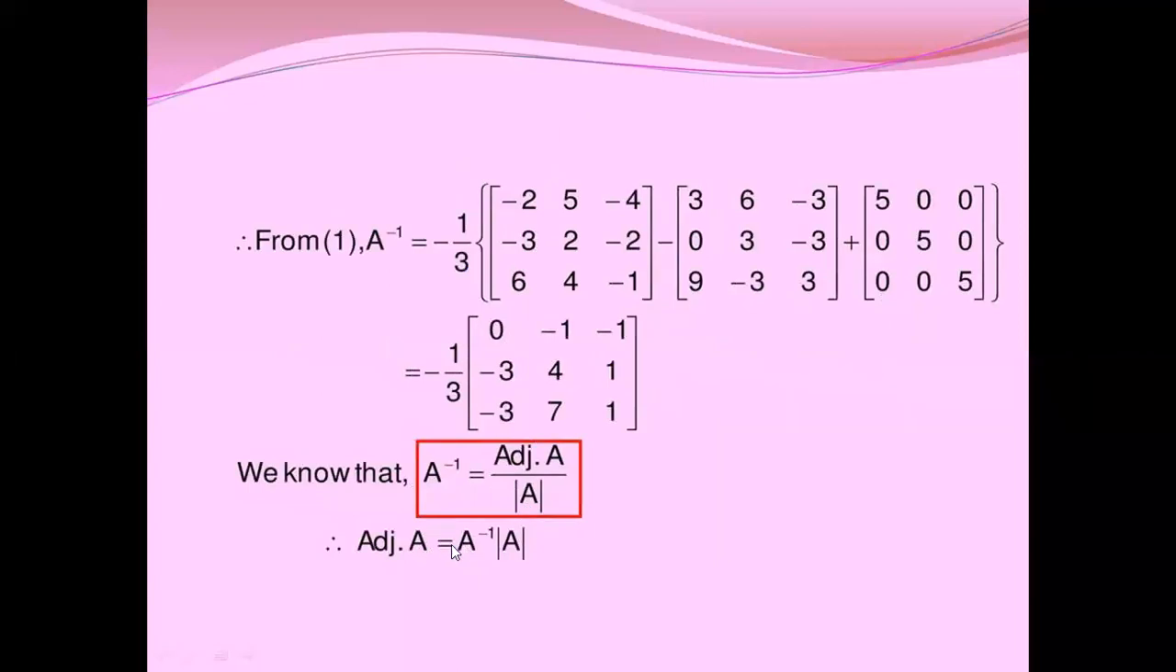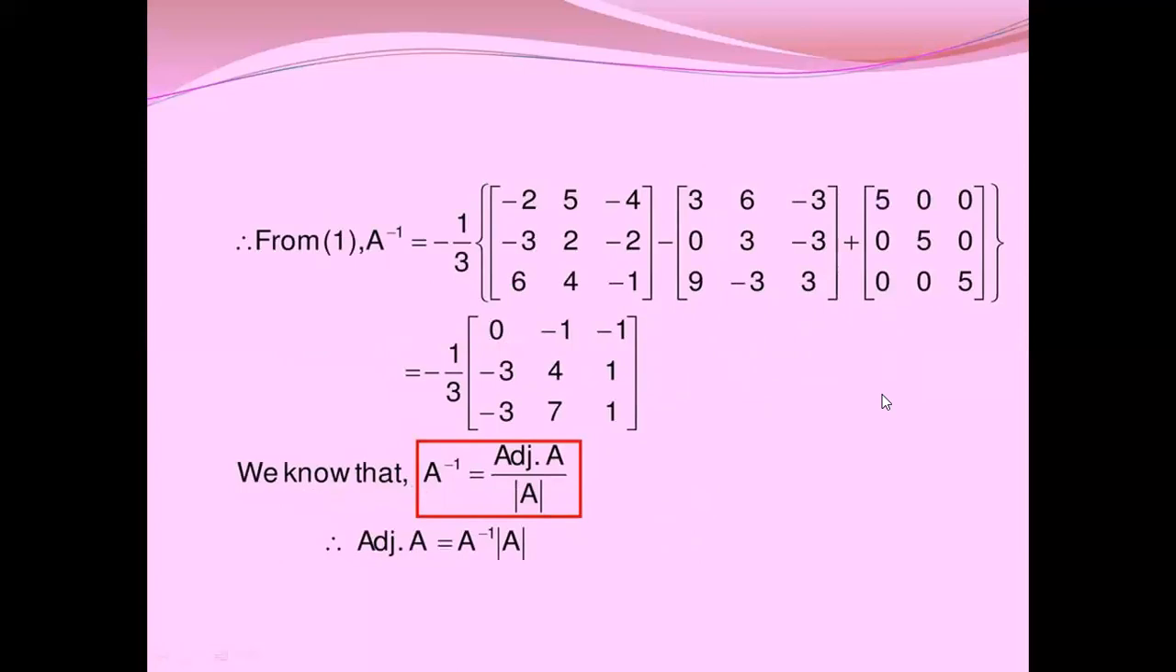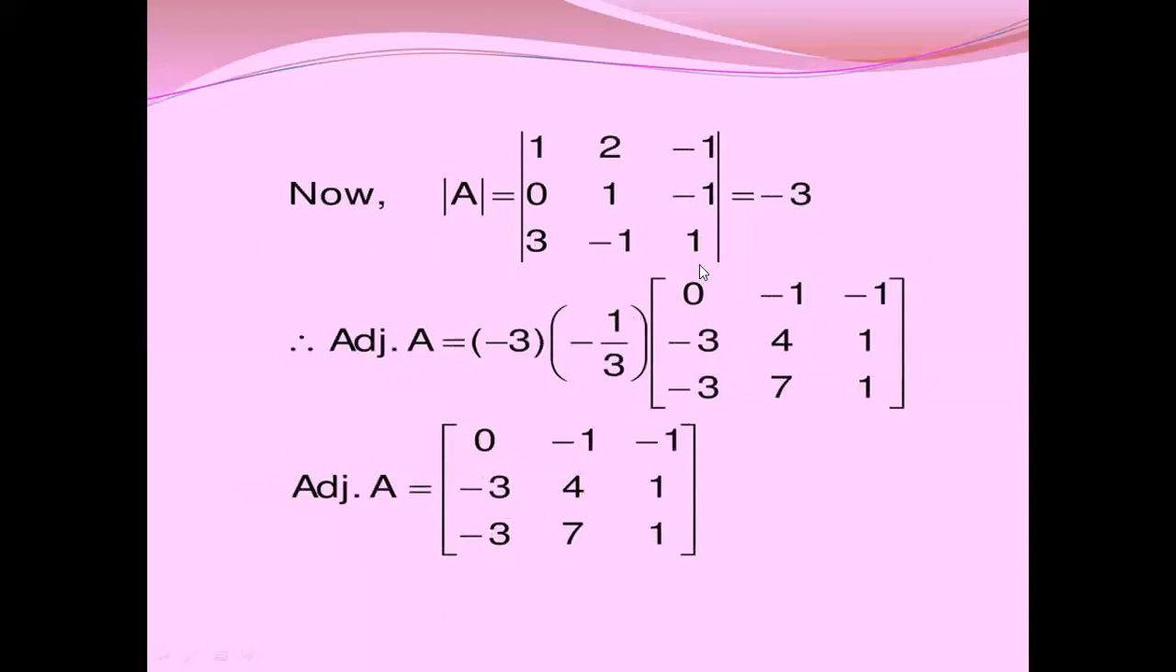So adjoint A equal to minus 3, which is det A, multiplied with A inverse, which is minus 1 by 3 into 0, minus 1, minus 1, minus 3, 4, 1, minus 3, 7, 1. After multiplying A inverse into det A, we get our adjoint A matrix: 0, minus 1, minus 1, minus 3, 4, 1, minus 3, 7, 1.